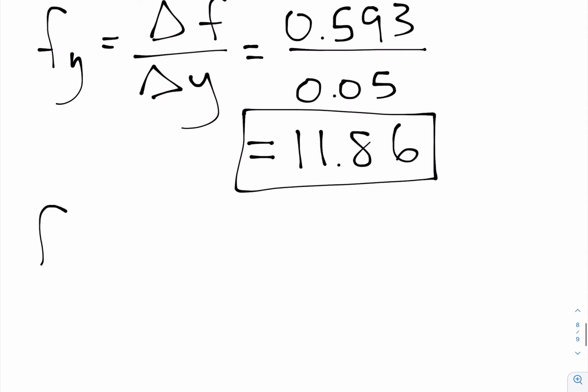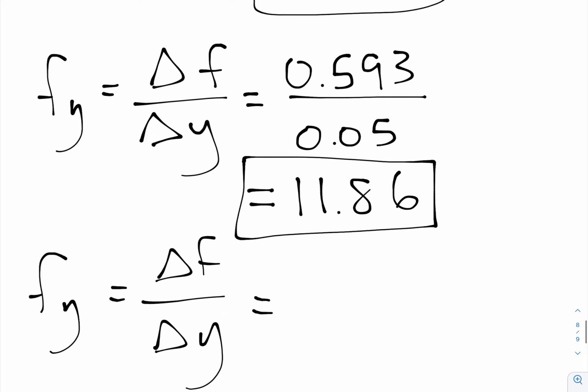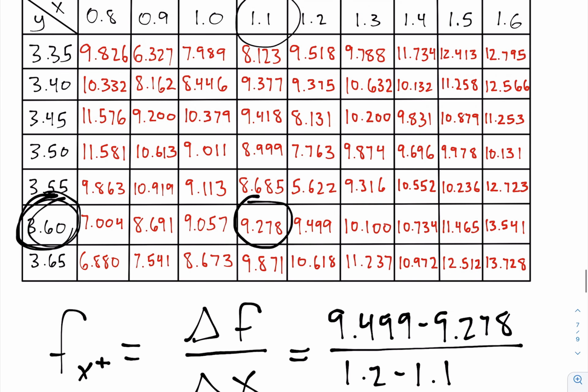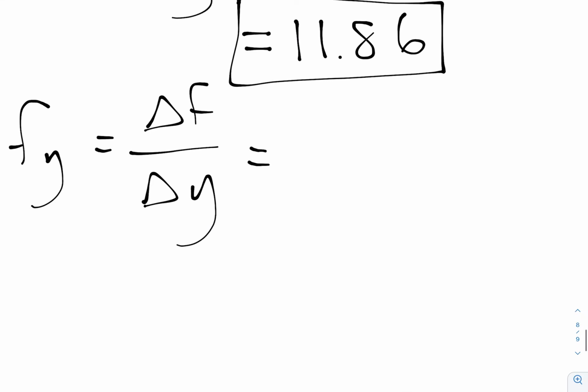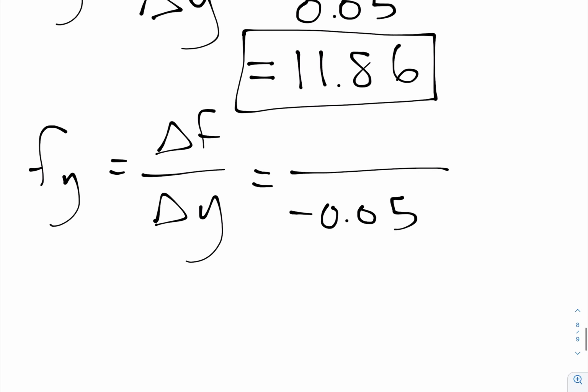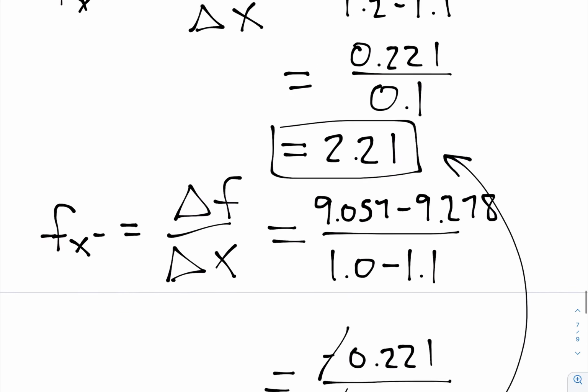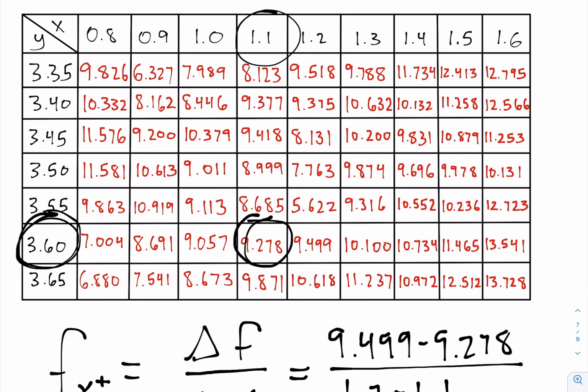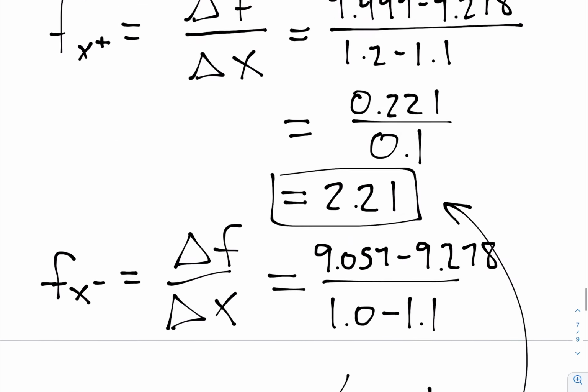Okay, and we can do the same thing, delta f over delta y, in the other direction. So instead of going from 3.6 here to 3.65, right, we can jump in the other direction to 3.55. So now our change in y is going to be negative 0.05. So how does f change as y gets smaller, in other words? Well, let's see. If we started here and we're decreasing the y value by 0.05, the f value is going to be 8.685.